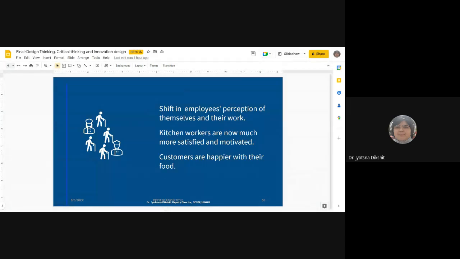So basically, from this case study, the main points which came out were that there was a shift in employees' perception of themselves and their work. The kitchen workers were more satisfied and motivated, and the customers, the end users, that is the senior citizens, were happier with their food. And every one of us knows, जैसा अन्न होता है वैसा मन होता है. And so if they are happy eating, then certainly their mind is happy. If their mind is happy, then their body and soul are also happy.